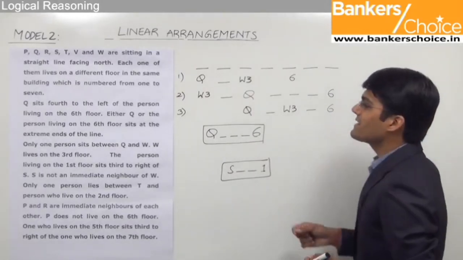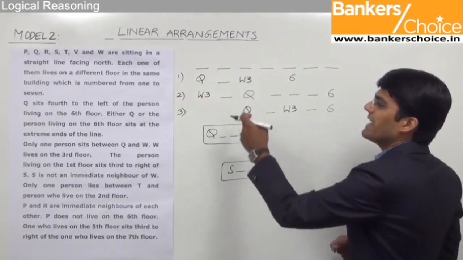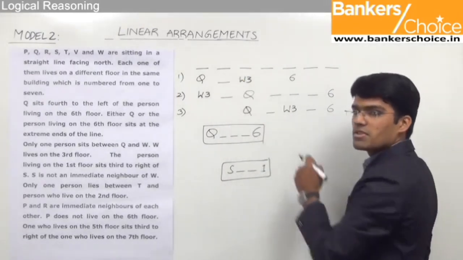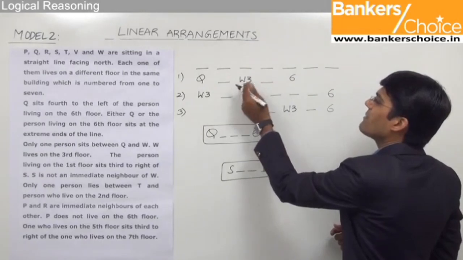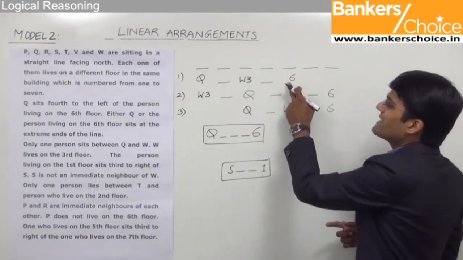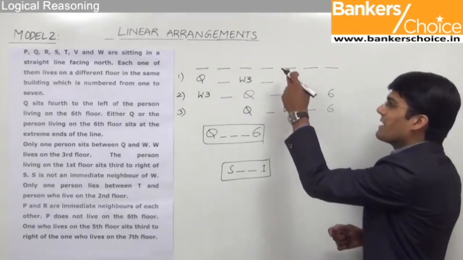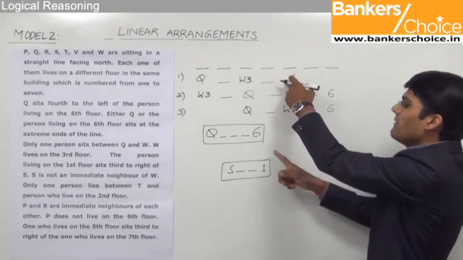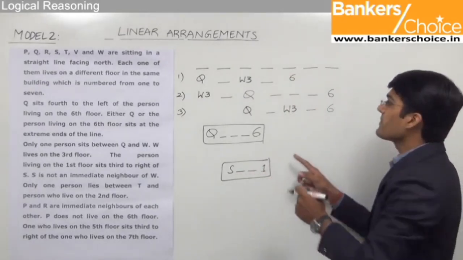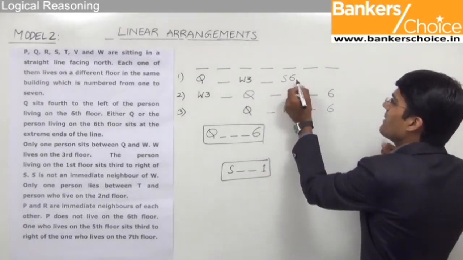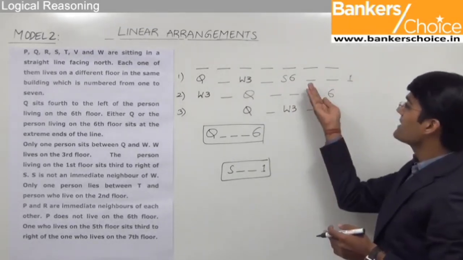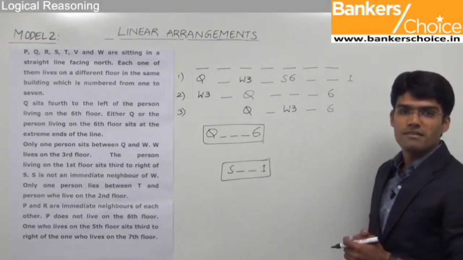Now we know that S is not an immediate neighbor of W. So if we take the first case, S cannot come in this position as it is the immediate next position of W. Similarly, S cannot come after W as S is not an immediate neighbor of W. The possibility is that S can be in this position. But if S takes this particular position, we know that the person living on 1st floor should come after 2 places from S. So if S takes this position, we should leave 2 places and then the person on 1st floor should be coming here, which makes the 1st floor person out of the arrangement.